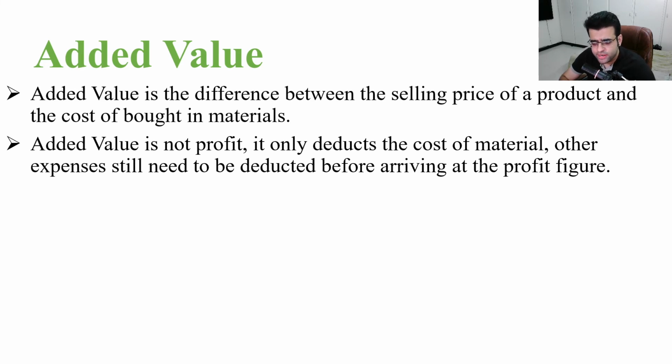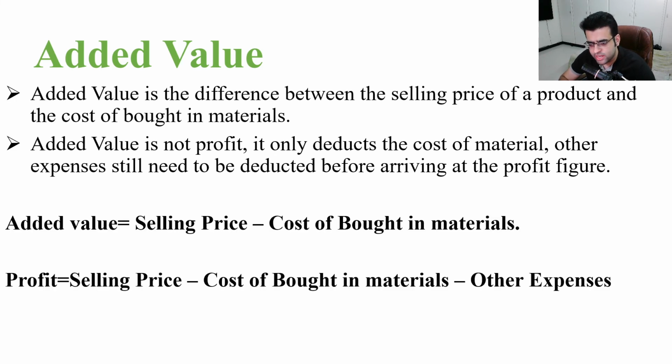Now, is this profit? No, because in order to produce this marker, there would have been a factory setup, there would have been electricity cost, wages, and other expenses. So all those expenses are yet to be deducted, and after deducting all those expenses, then only we can arrive at the profit figure. So added value is the selling price minus cost of bought in materials, that is only the material cost. So profit is different. Profit is selling price minus cost of bought in materials and all other expenses.